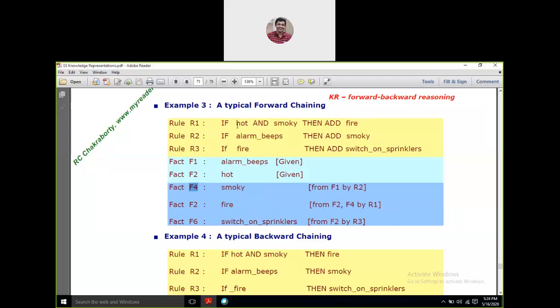So I'll be searching out, is there something in the premise part of it? Yes, hot and smoky is there. So if it is hot and smoky, then I have to add fire. So I have not only used fact 2 and fact 4, right? Fact 2 and fact 4 is not the only thing. I have also used R1, that means rule 1. So I have got this fire out here.